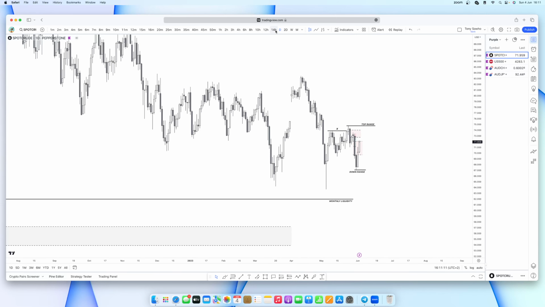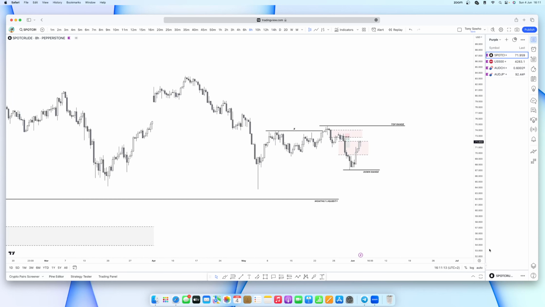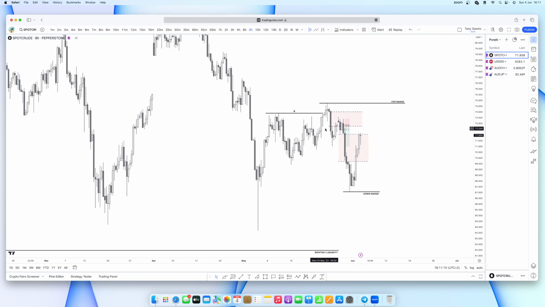So on the 8 hours, I was looking at price rejecting from here, price rejected, and there was a 1 hour entry I had marked up, but price did not fill me in before dropping this big, so I wasn't in on this. So I'm going to talk more on this later also. So we can just put that.